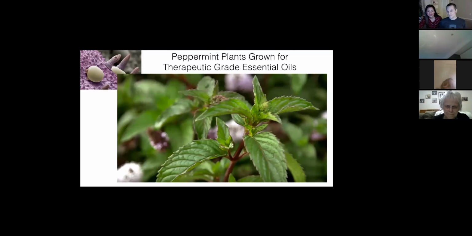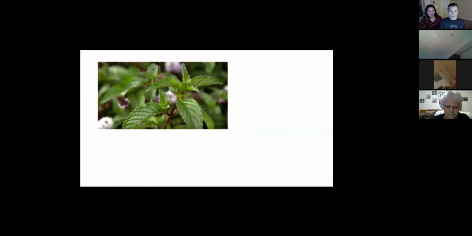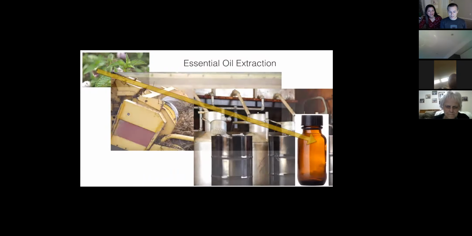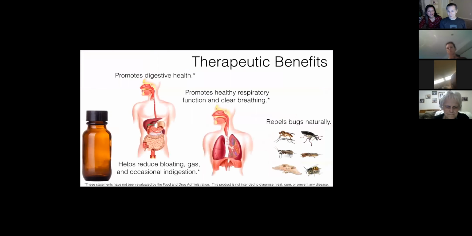So this is a peppermint plant. There's the peppermint plant itself. It's harvested, then it goes through a steam distillation process. We get it in these little brown bottles. The reason they're brown is to stop sunlight from getting through, because a lot of essential oils are photosensitive, which means they break down in sunlight. So the brown helps to reduce that.